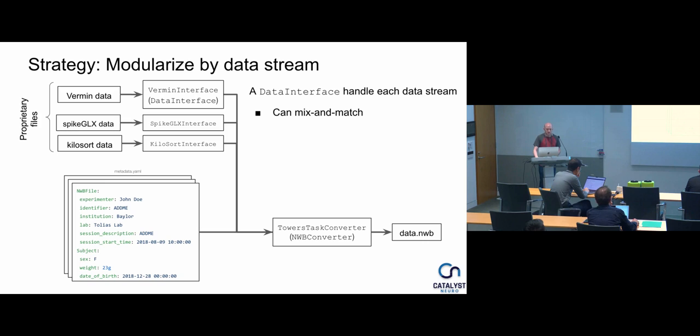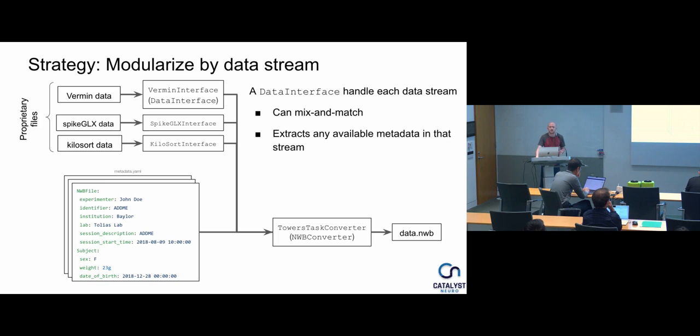But a data interface essentially maps one-to-one onto each of the data streams in your experiment. These all get combined at the end of the day into what we call NWB converters or converter pipes. And it is those converters that ultimately spit out your NWB file by combining all the different data interfaces.